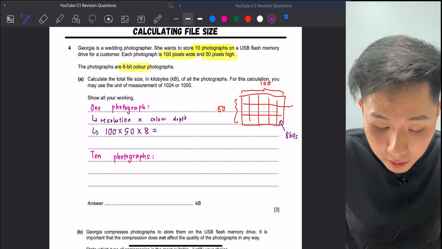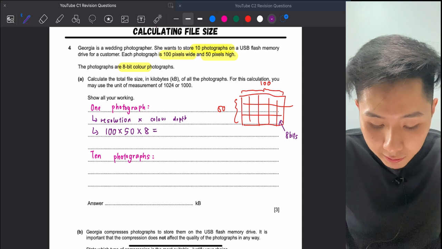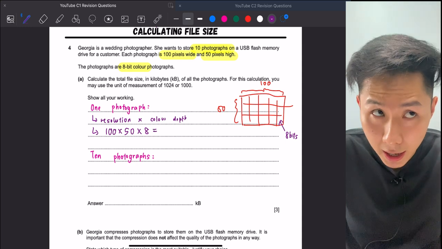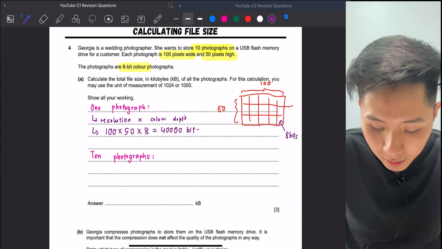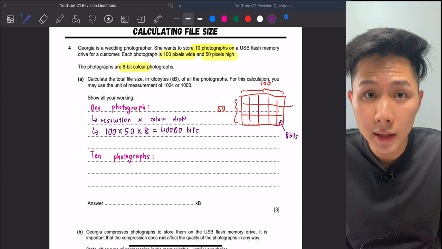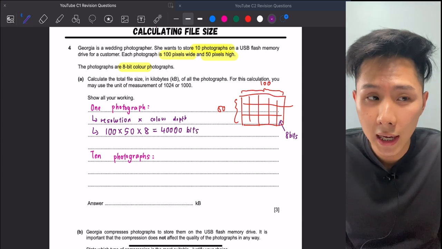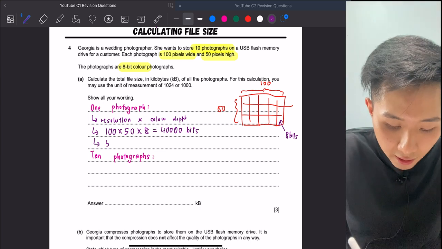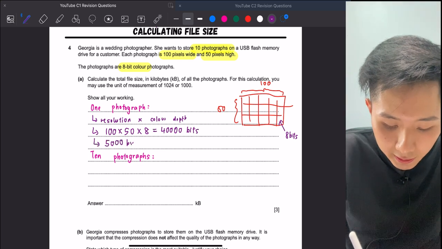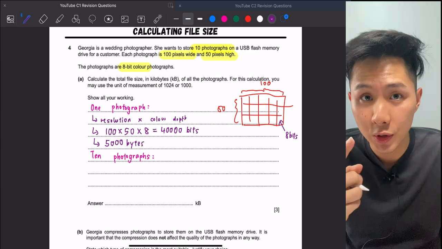Oh, it's such a big number. So I have 5,000 multiplied by 8. I will have 40,000 bits for one image. And remember that 1 byte is equivalent to 8 bits. So here I actually have 5,000 bytes for one image.